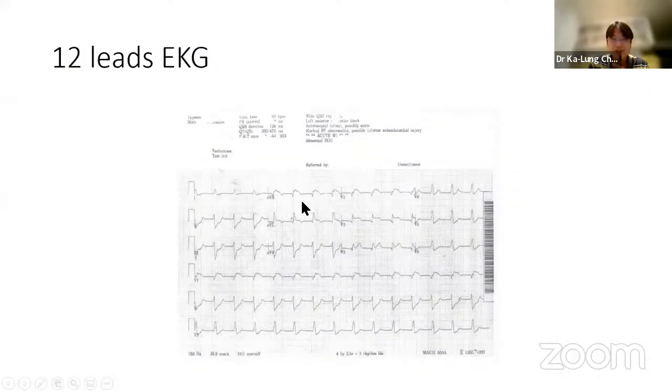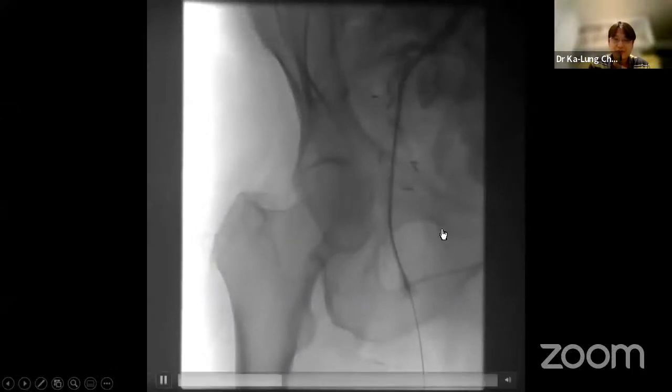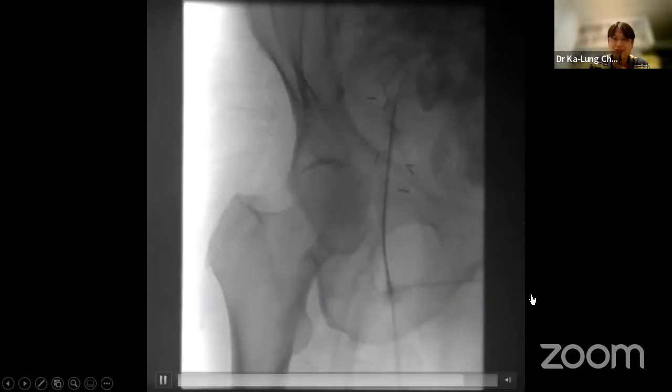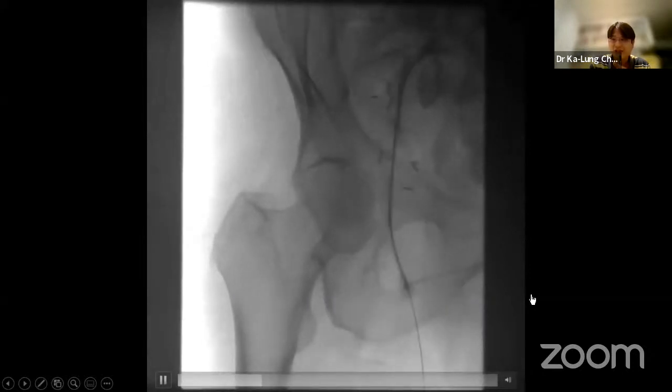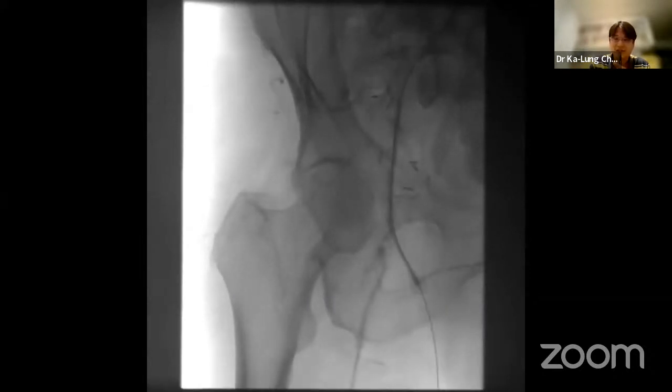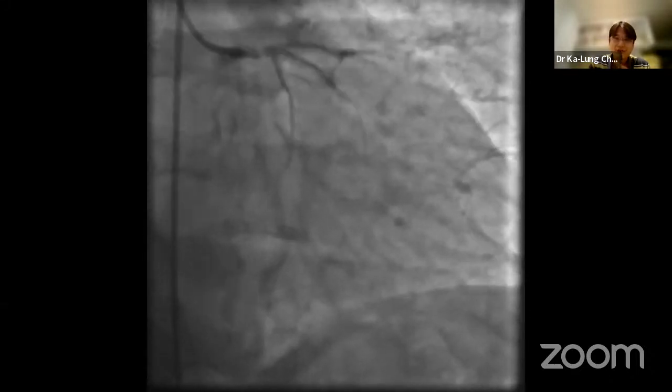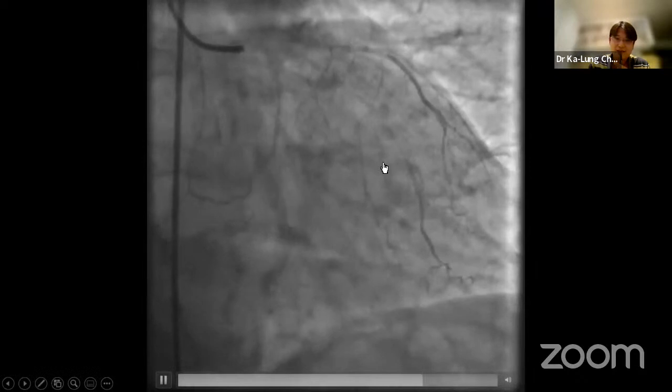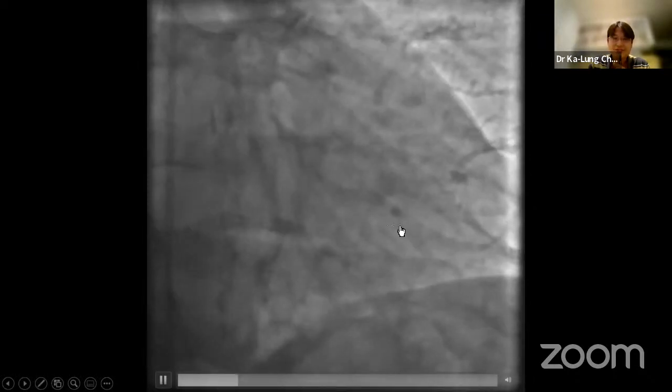This EKG shows ST elevation in aVR and V1 and diffuse ST depression, consistent with a left main STEMI. We managed to get access, but it was rather difficult because of the severe PAD. We luckily got in, but this patient is probably not eligible for any support device. This patient is in cardiogenic shock and on very high dose pressors and inotropes.